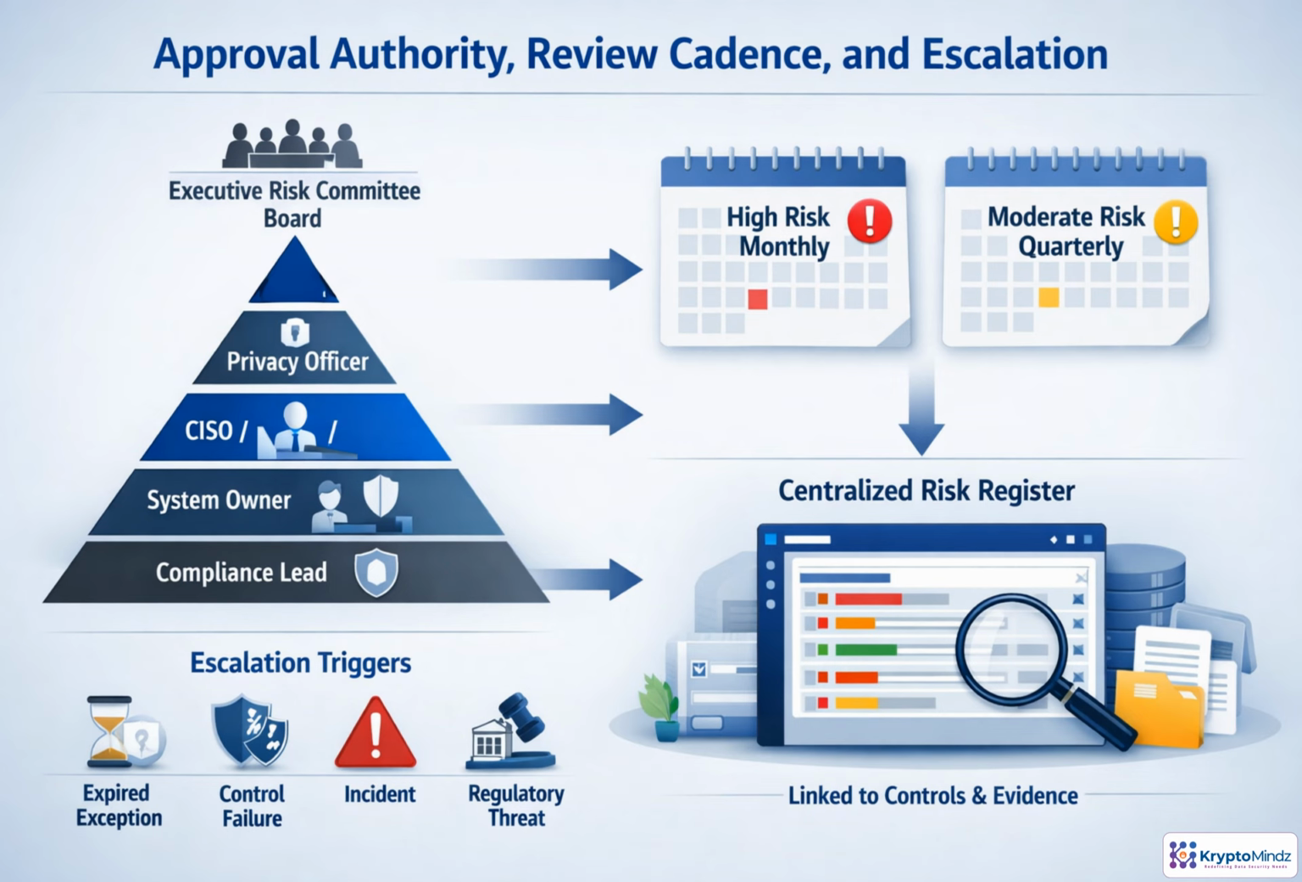Those exception decisions also need the right level of authority. System owners and compliance leads may handle lower-risk exceptions, while privacy, security, executive committees, or the board should own higher-impact decisions. Review timing should follow the same logic, with critical exceptions checked monthly and moderate ones quarterly. Escalate immediately when approvals expire, controls fail, incidents occur, or regulatory exposure changes. Keep every exception in one register tied to controls and evidence.